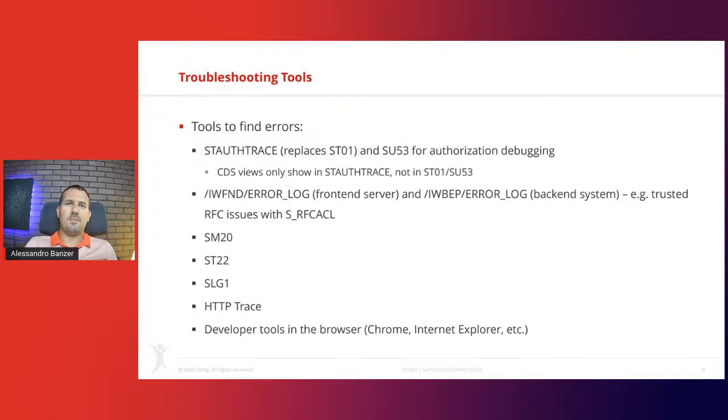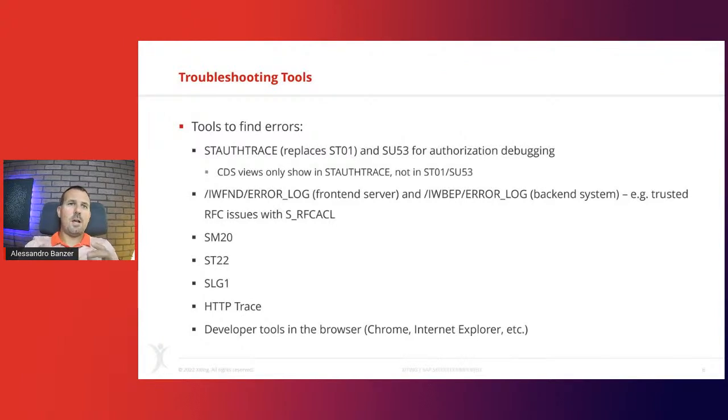But also SU53, where we can find authorization related issues if a user truly is missing authorization. So that is still there. We can still trace users 100%. We can also use the newer traces like the ST USOB trace, the user object trace, as well as the ST user trace. All those traces also support being used with Fiori. And primarily, we're going to use those on the backend system.